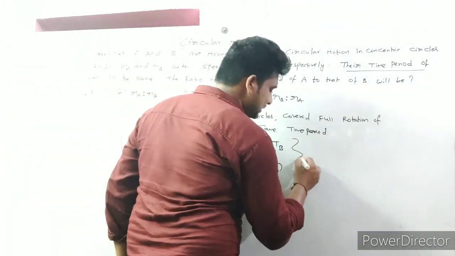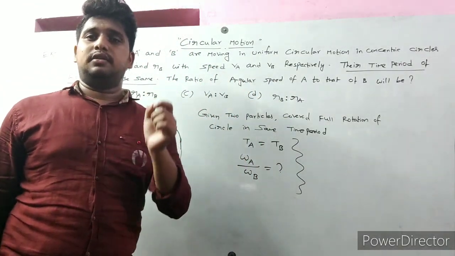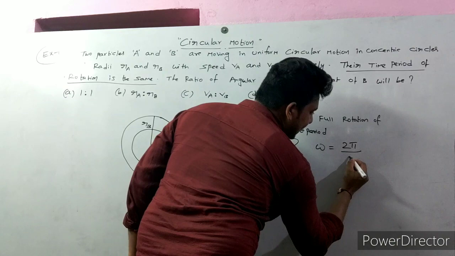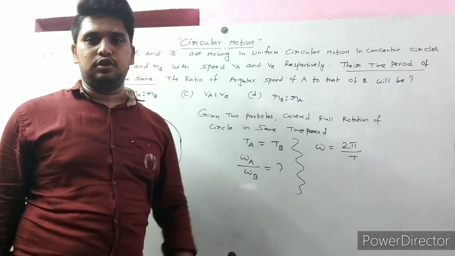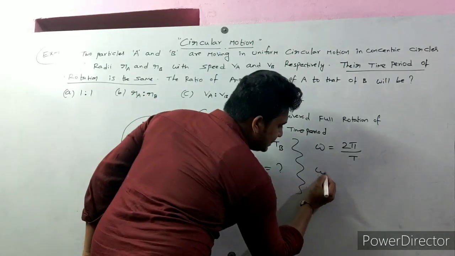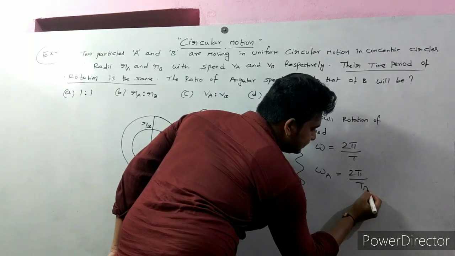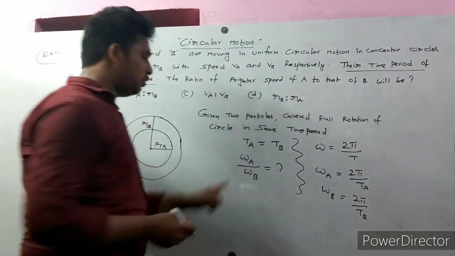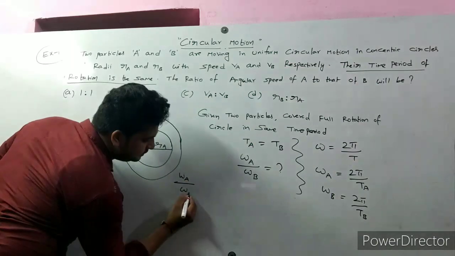Simple. Whenever the time period is given, what is the formula of angular velocity? Angular velocity omega is equal to 2 pi by T. So omega A is equal to 2 pi by TA, and omega B is equal to 2 pi by TB. We want omega A by omega B here.